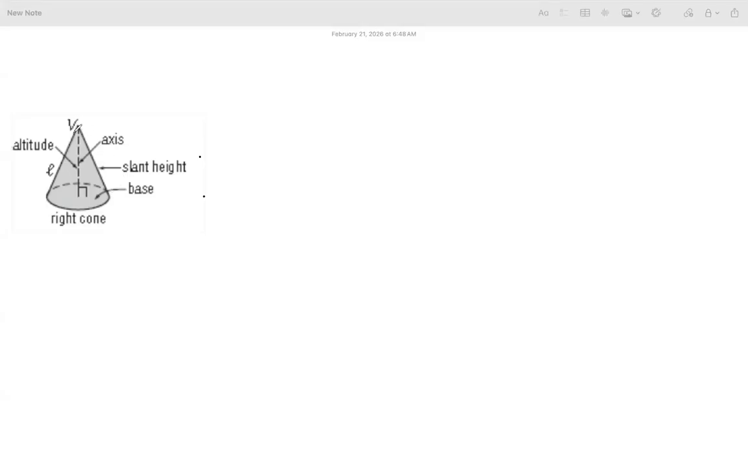So when you look at this, in this case, you see this is the actual height of the cone. This is the slant height of the cone. Any questions here? That's called the slant height. It's indicated by L always. The height of the cone is indicated by H always. Any questions there?